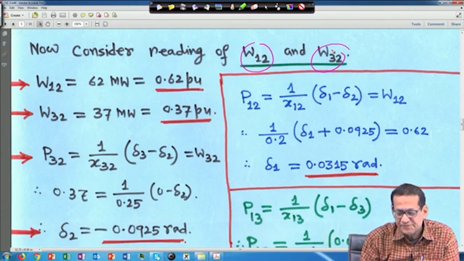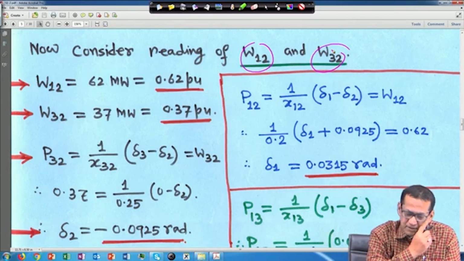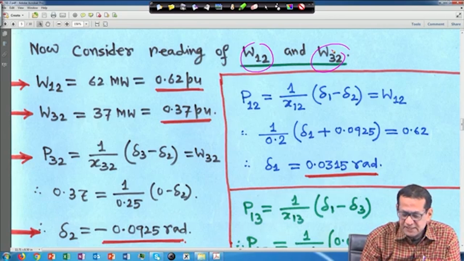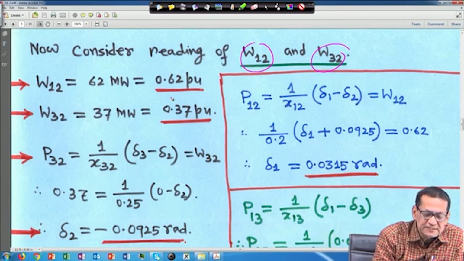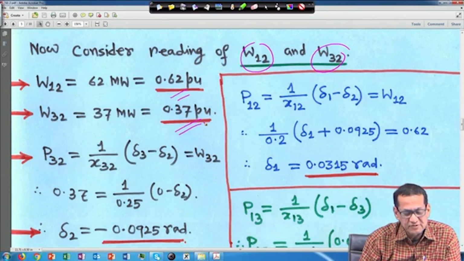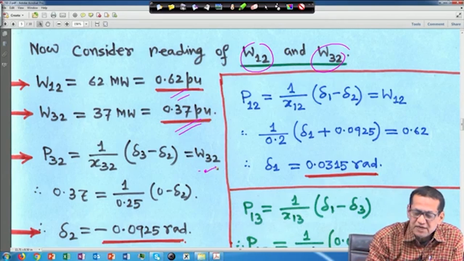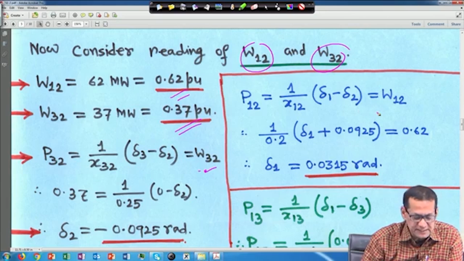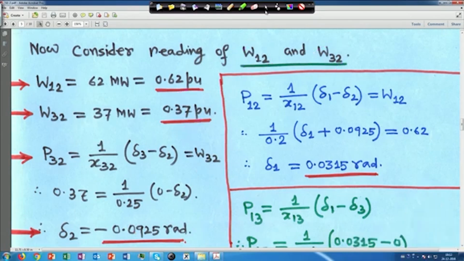In that case, if you look into that, you will see that W12 is 62 megawatt and W32 is now 37 megawatt, right. So, this time we have not considered this one. Now, P12 that is 1 upon x12 times (delta 1 minus delta 2). So, if you calculate delta 1 and delta 2, you will find delta 2 is minus 0.0925 radian.